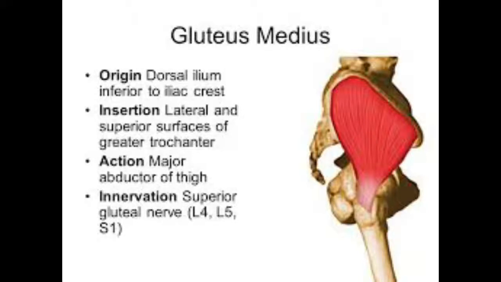The gluteus medius. The origin is the dorsal ilium inferior to the iliac crest. Insertion is the lateral and superior surface of the greater trochanter of the femur, and the gluteus medius abducts the thigh.